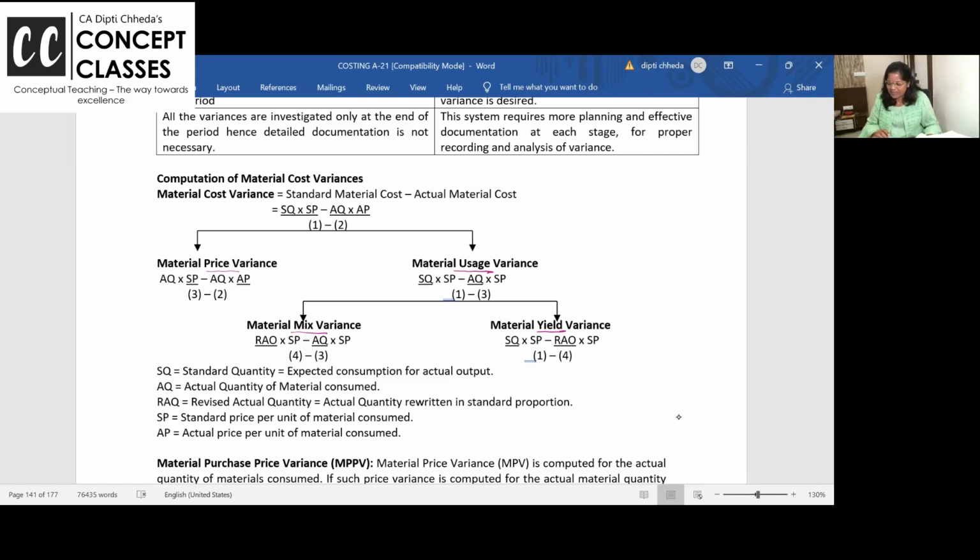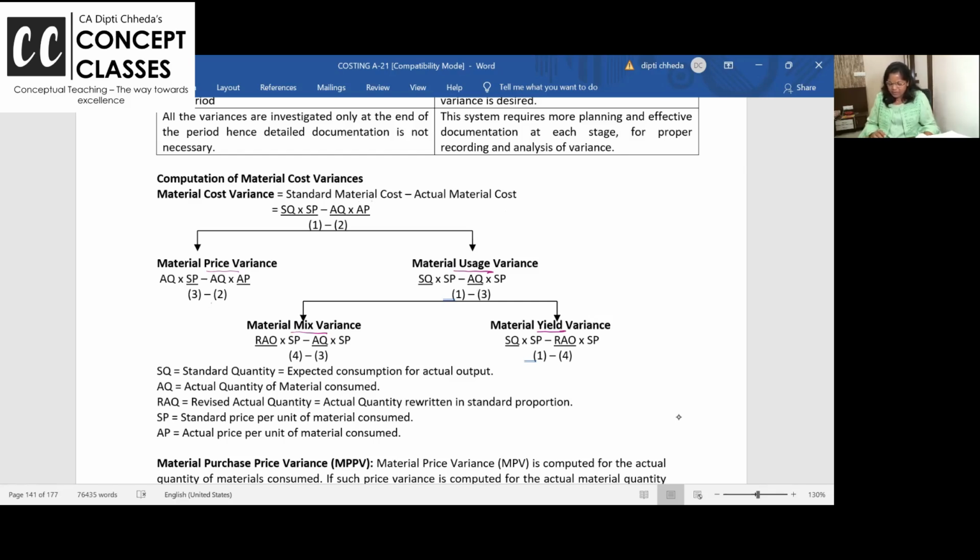Material cost variance is material price and usage. Usage can again be divided into mix and yield. See, if there is a difference in the mix and yield, then also you can say so, right? Now, what is the standard cost of the material? Standard quantity, standard price. What is the actual material cost? Actual quantity, actual price.